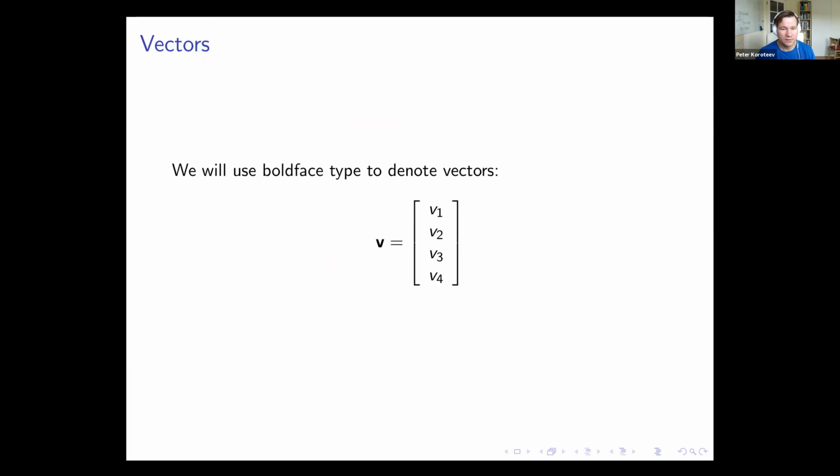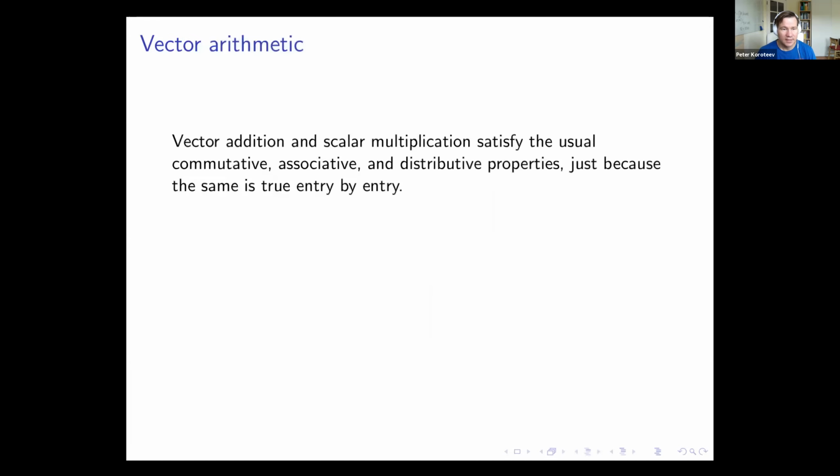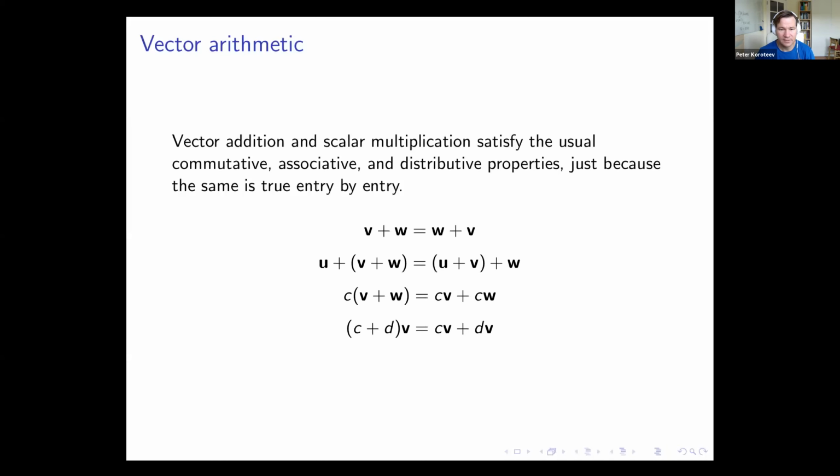Okay, so we will use boldface letters to denote vectors. So there's a bold V with components V1, V2, V3, V4. It's very easy to type in LaTeX, and it's nice to distinguish from the components of the vector. Vector addition and scalar multiplication satisfy the usual commutative, associative, and distributive properties just because the same is true for every entry. So you should think of a vector as just a list of numbers with order. So it's an ordered tuple of numbers. You cannot swap them around. And these are the rules.